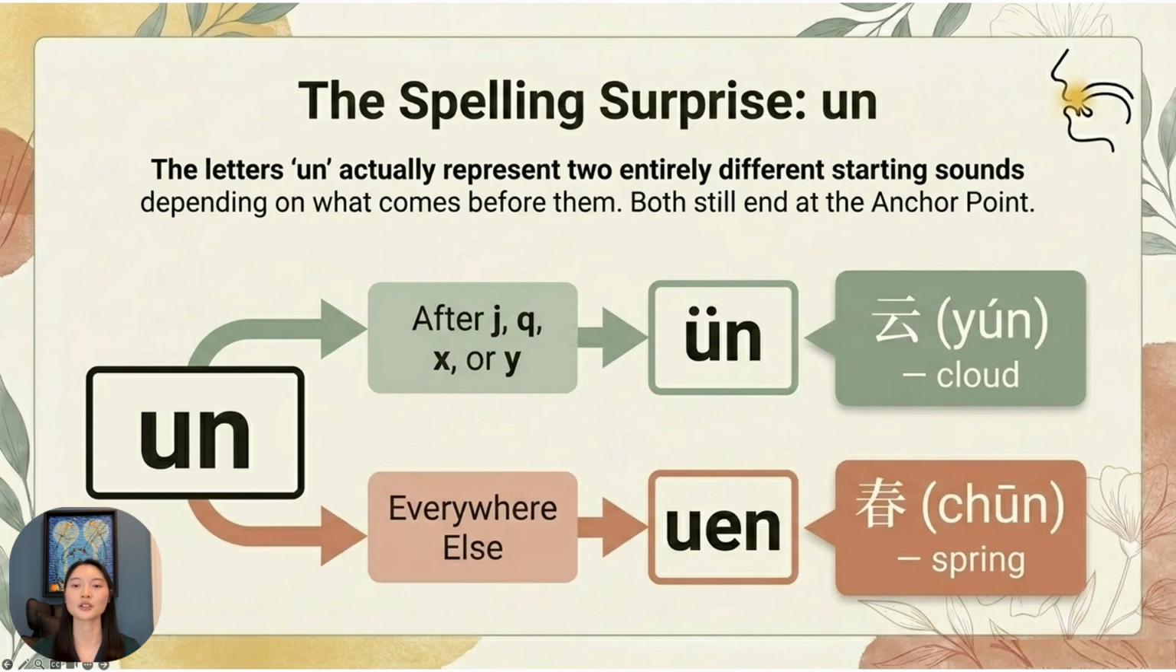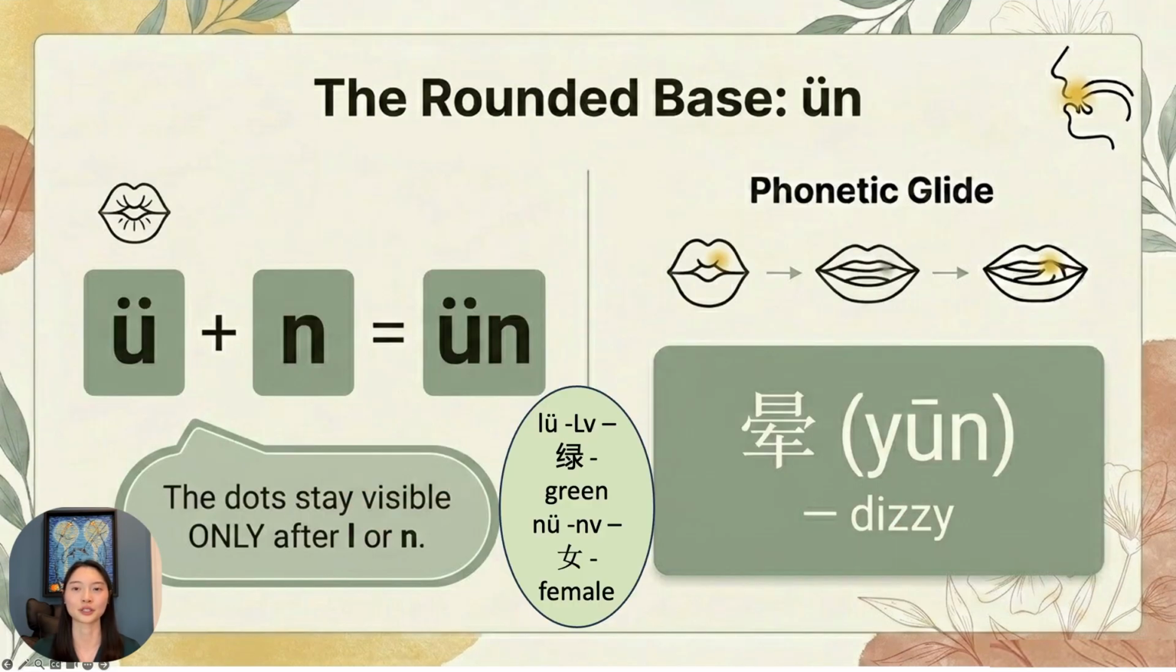Tongue tip touches behind your upper front teeth. The difference is just the starting vowel. You have already heard this sound from the previous slide. Pay attention. The two dots are dropped when it's after j, q, x, or y.